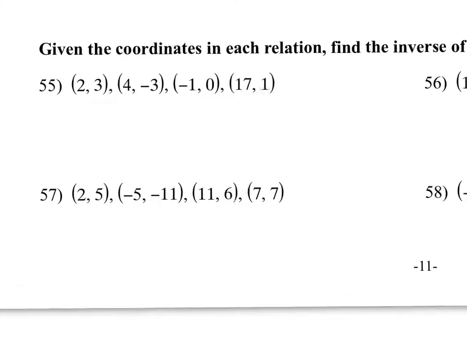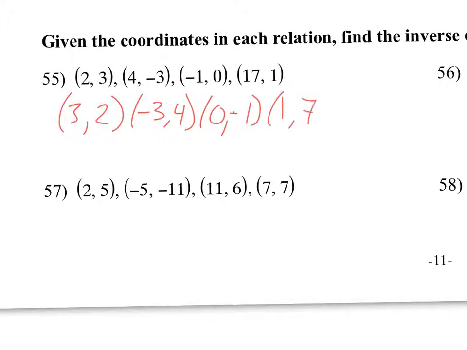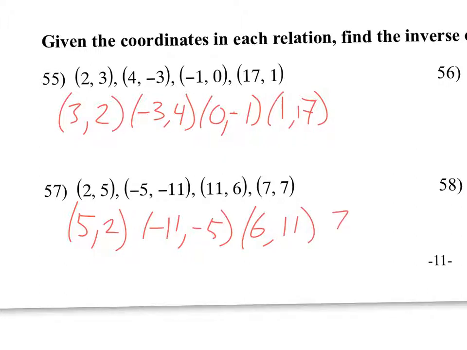For number 55, we're finding the inverse of each relation. That just means I'm switching the order of the points. So we get (3, 2), (negative 3, 4), (0, negative 1), and (1, 17). All of these are going to be exactly the same. You're just swapping the x and the y. So (5, 2), (negative 11, negative 5), (6, 11), and (7, 7).